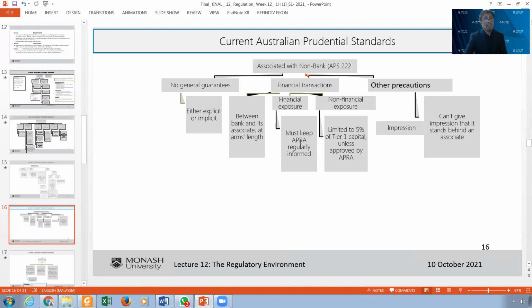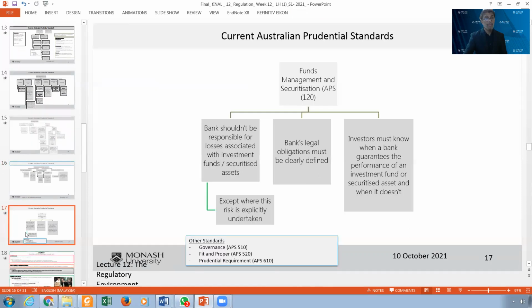Must have, for the financial exposure, you must keep EBRA, the regulator, informed if you have any financial exposure with your associates. And the exposure has to be within 5% of your Tier 1 capital. Now, you always have to eliminate the impression that this associate belongs to the bank. It doesn't belong to the bank.